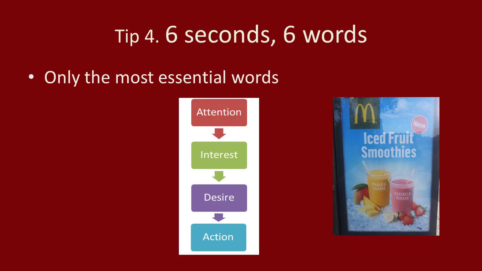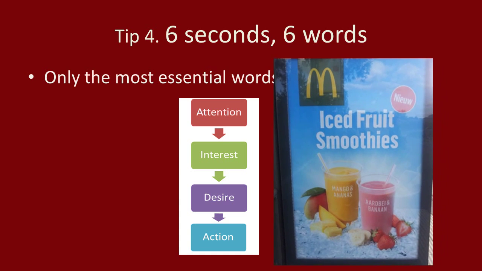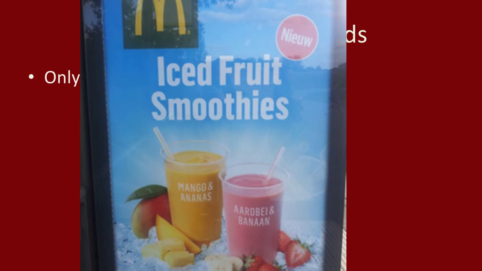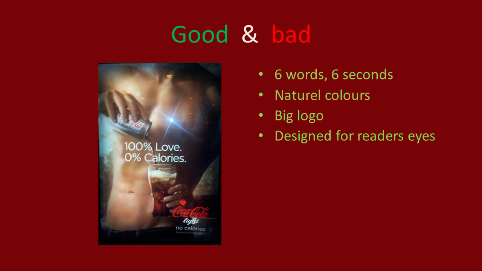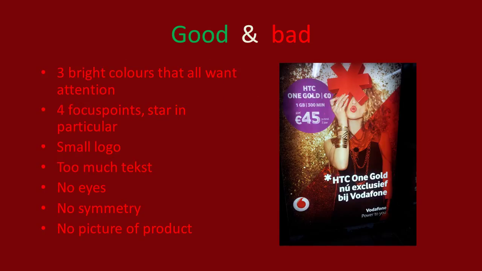Tip number 4. 6 seconds, 6 words. Posters are usually watched for a short amount of time, so you only have a brief moment to get your message across. Use only the most essential words. As a rule, you have 6 seconds to complete the AIDA model. In this advertisement poster, McDonald's uses this rule in a great way. After seeing this video, every SME owner and manager will be able to create an effective poster advertisement campaign.